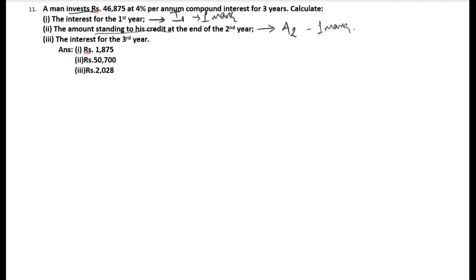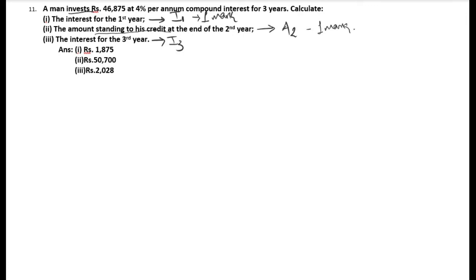And the third thing is interest for the third year, that is I3. Now you know how to find these things. For I1, you have to begin the calculation for the first year, right? You have P1, R1, T1. T1 will be 1 year, and when you find I1 with the help of the formula P1 R1 T1 upon 100, you will get your first answer, which will give you 1 mark.